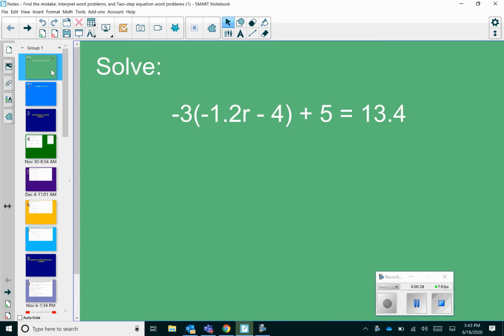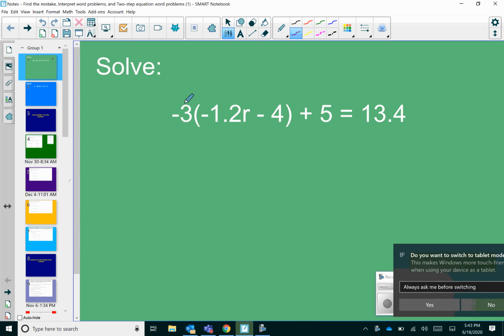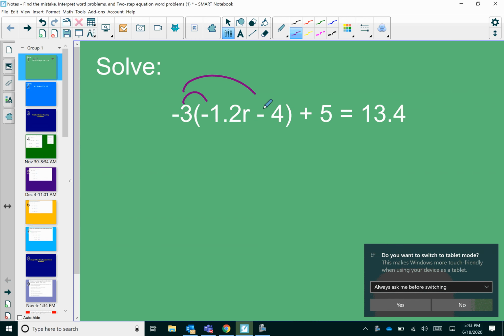I just wanted to do a little bit of a review from the last lesson with some more challenging problems. So let's go over a couple of these again. So remember, with two-step equations, if there's distribution involved, you need to go ahead and distribute.